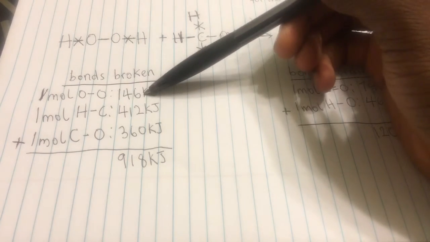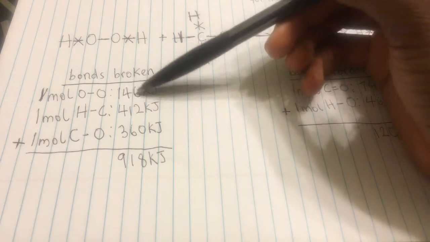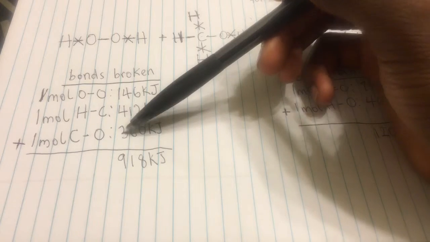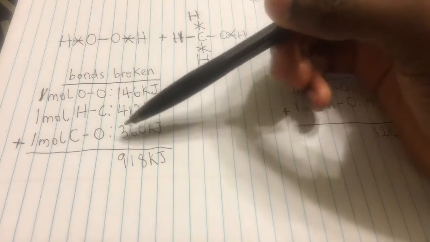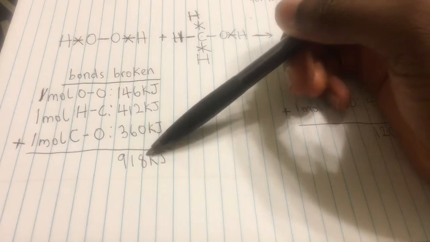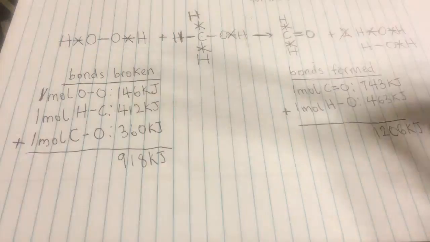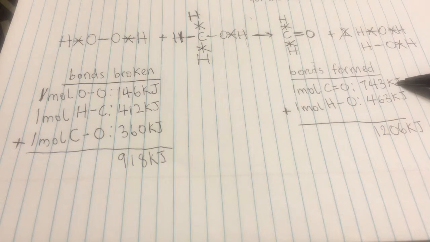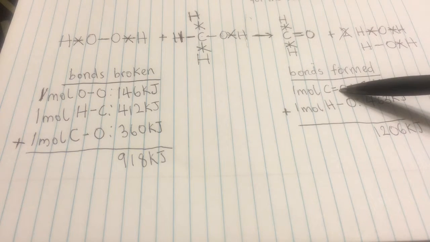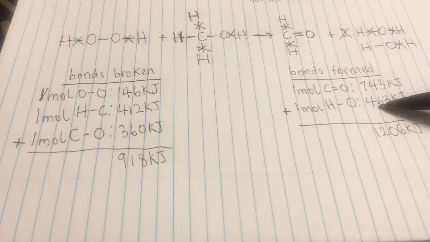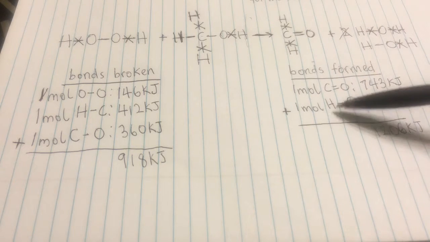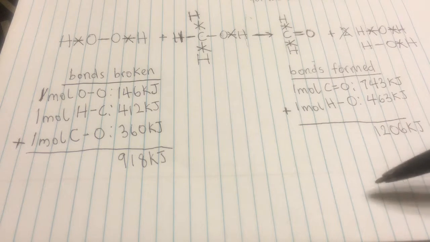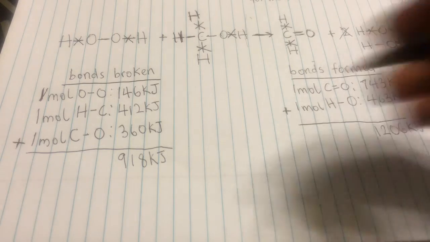So this is the bond energy for an OO bond. This is the energy for an HC bond, and this is the energy for a CO bond, which adds up to 918 kilojoules for the bonds broken. And on the bonds formed side, this is the bond energy for a double bond of CO, and this is the bond energy for an HO bond, which gives us a total of 1,206 kilojoules for the bonds formed.